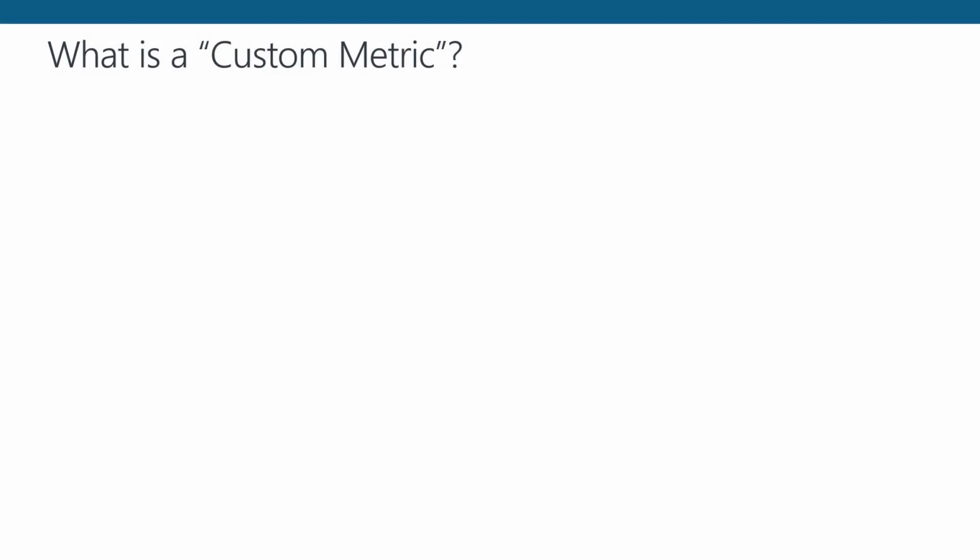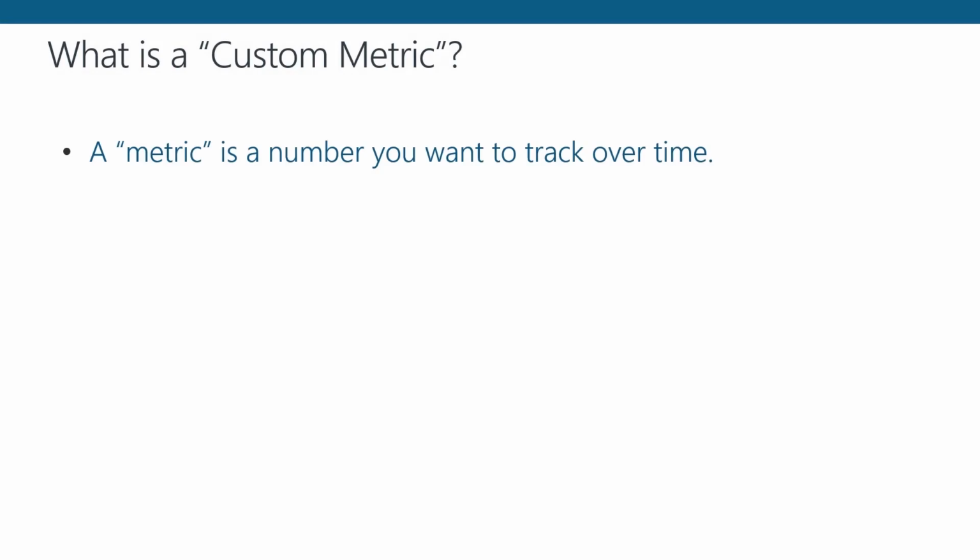What is a custom metric? Similar to an event, which is a data point you can track when something happens in your application, a metric is a series of data points you aggregate and track over time. While Application Insights is very flexible on what you deem a metric, here are a couple of examples you might think of.